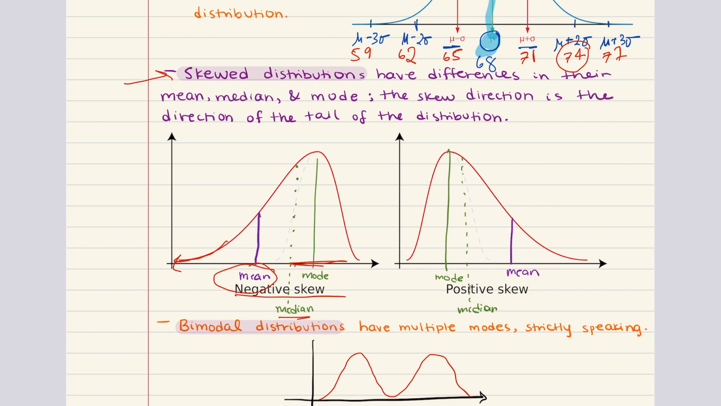Then we also have positive skew, sometimes called right skewed. In a positively skewed distribution, the tail extends to the right. This indicates that most data points are on the lower end, while a few extreme values pull the mean to the right. So here, the mean of a positively skewed distribution will actually be higher than the median.